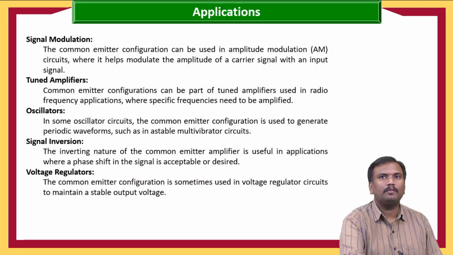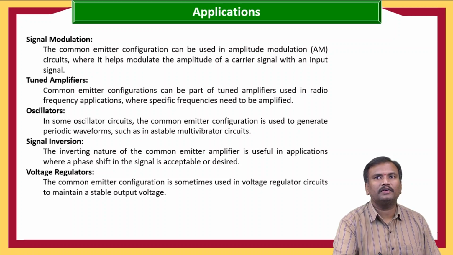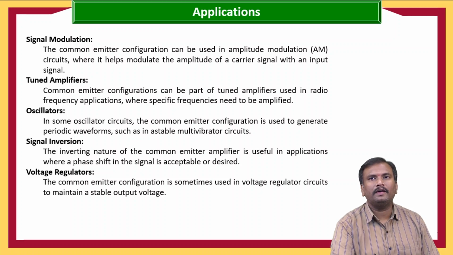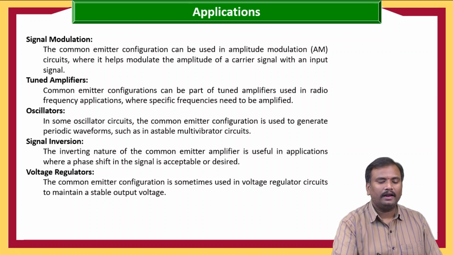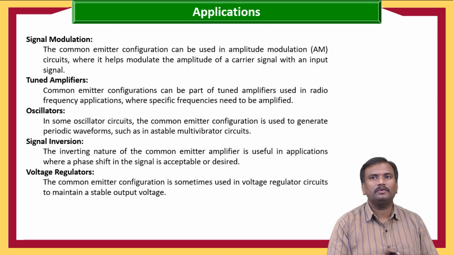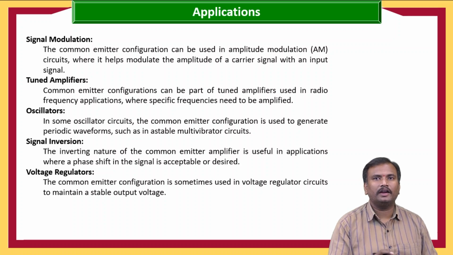Here, signal modulation: the common emitter configuration can be used in amplitude modulation circuits, where it helps modulate the amplitude of a carrier signal with an input signal. And the next one is the tuned amplifier. We can use this tuned amplifier in radio frequency applications where specific frequencies need to be amplified.